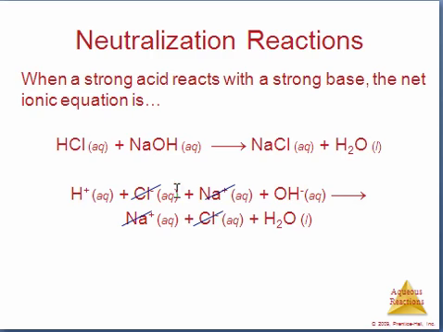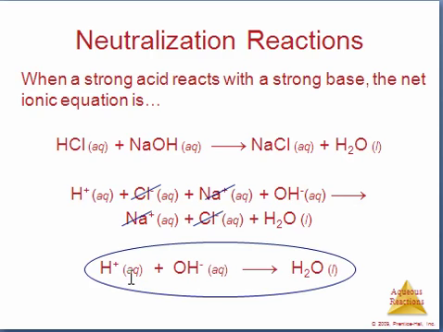So to get my net ionic equation, I cross out my spectators, sodium and chloride, they're the same on both sides, and I'm left with H+, the proton, AQ, plus hydroxide, AQ, giving me water as a liquid. And this is always going to be the net ionic equation for the reaction between a strong acid and a strong base.